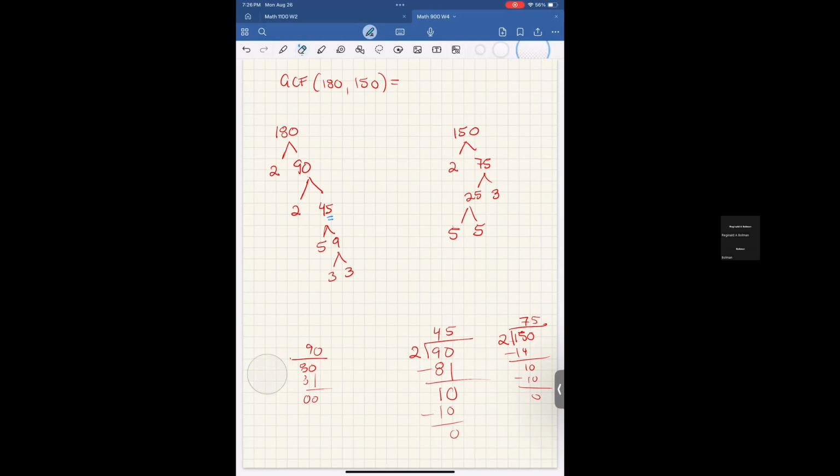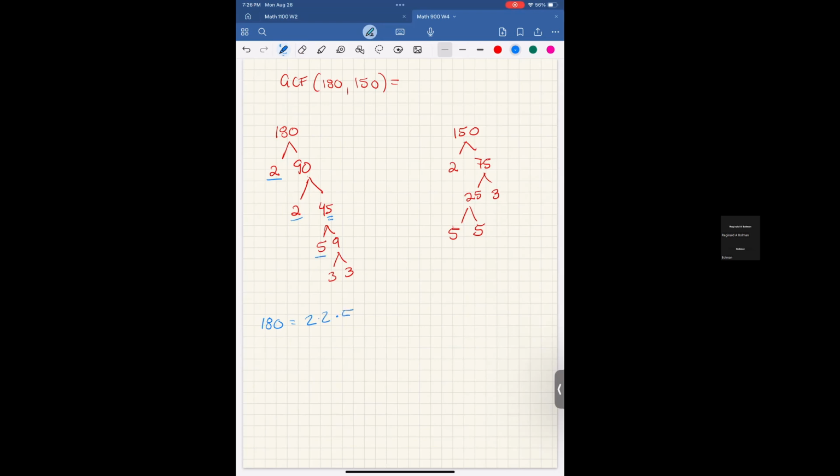What we will now do in order to locate our GCF is we will write out our prime factorization. 180 we said was the same thing as 2 times 2 times 5 times 3 times 3. And we said that 150 is the same thing as 2 times 5 times 5 times 3. Okay.